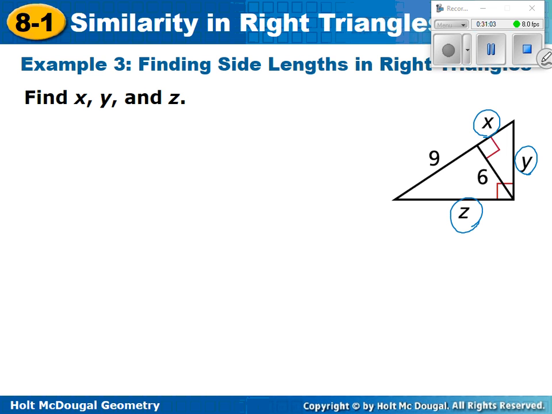So I could find x because I know the altitude, I know a part, and I'm looking for the other part. That is our first shortcut. Altitude squared equals part times part. So set it up for me, Jedi. What's my equation?